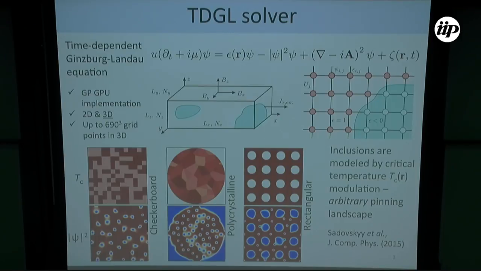We developed a TDGL solver for the time-dependent Ginzburg-Landau equation. It is implemented for general-purpose GPU units. It can simulate 2D or 3D systems and can simulate up to about 700 cubed grid points. We simulate inclusions by varying the coefficient before the linear term. The details are published in this work.